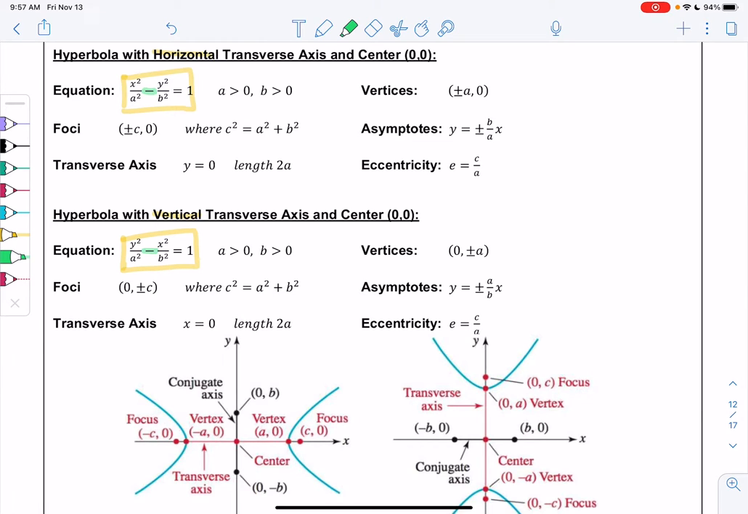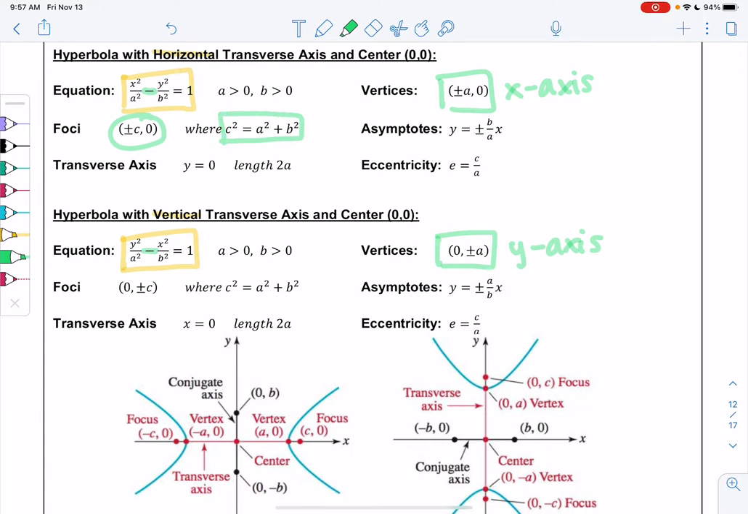The vertices will be at a, so they'll be on the x-axis for horizontal, so (a, 0) or (negative a, 0), and then (0, a) or (0, negative a) for y, so that'll be on the y-axis for the vertical one. The foci will also be on the same axis as the vertices, so the foci will be at (c, 0), (negative c, 0) for horizontal. And we have a new equation for c, so it's different than an ellipse. So c squared equals a squared plus b squared.